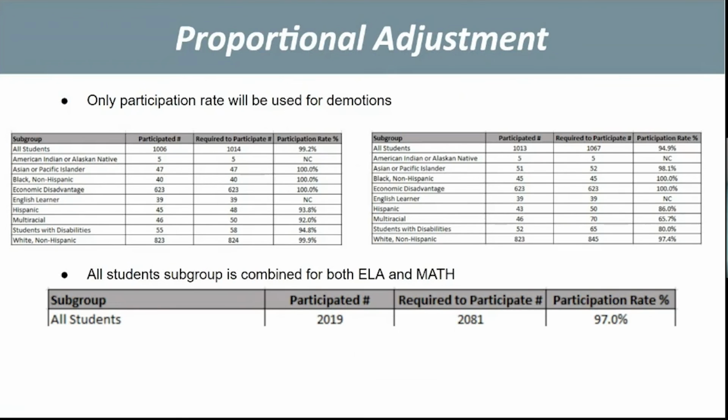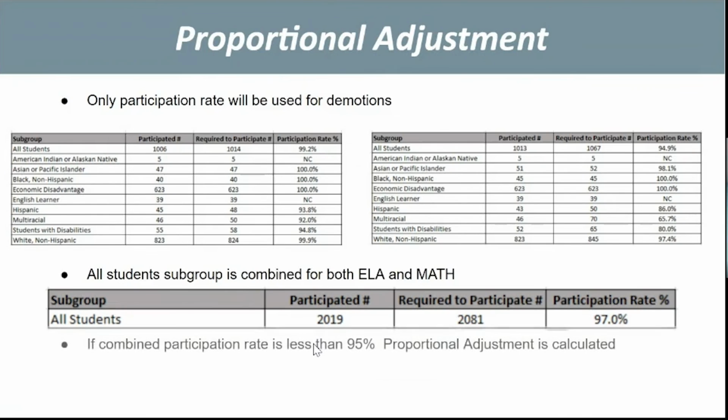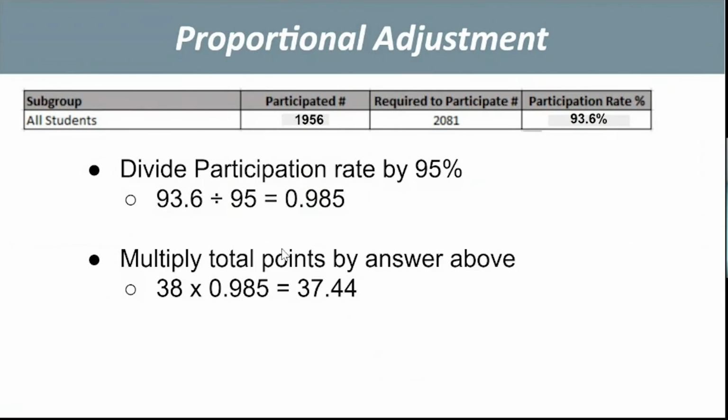And you can see that when I did that for my group that I have right here, I'm going to end up with a 97% participation rate. And with that, anything over 95%, we do not need a proportional adjustment. So we only do a proportional adjustment if we're below or less than that 95% participation rate. So when we come back to our rating, we're not going to do this, but I want to show you an example of what it looks like if we needed to do this adjustment.